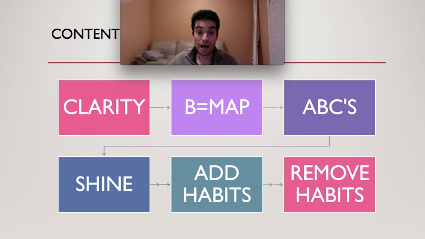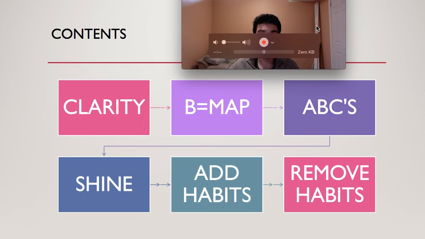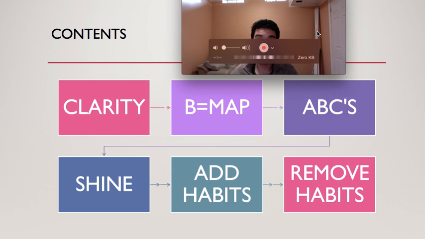So I'd like to first of all give you an outline of what we'll be covering in this short video. We're going to look at the importance of clarity and being clear about what habits you want to create. We're going to talk about a map that BJ Fogg talks about and how you can literally map your habits and the importance of proper design in habit formation.